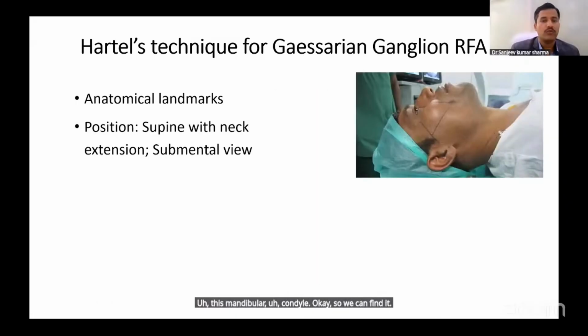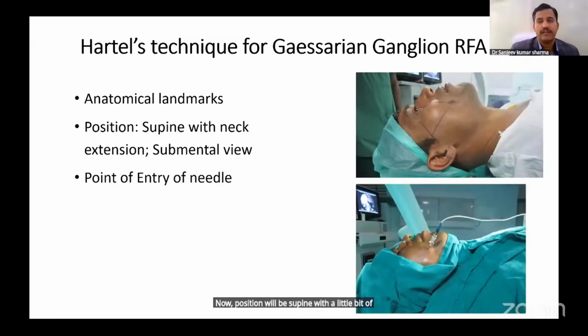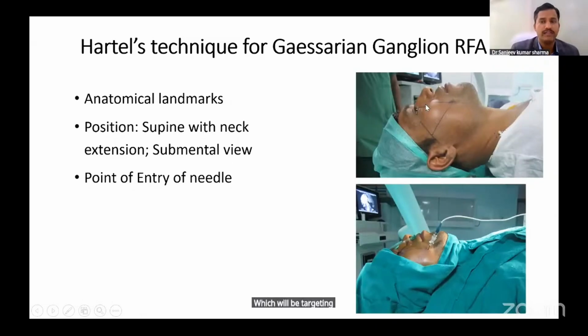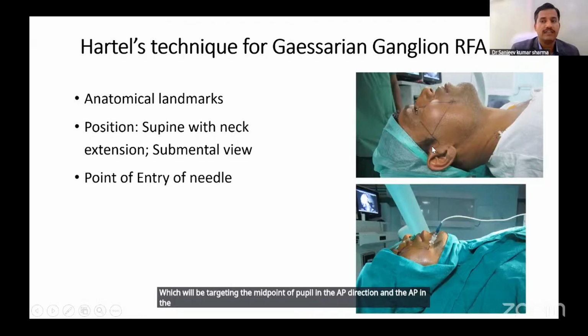Now the position will be supine with a little bit of neck extension. The point of entry of the needle should be approximately 1 to 2 centimeters lateral to the angle of the mouth, targeting the midpoint of the pupil in the AP direction. In the lateral direction, the needle should be targeted towards the tragus area.